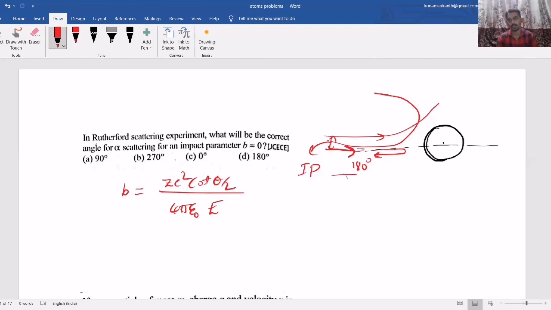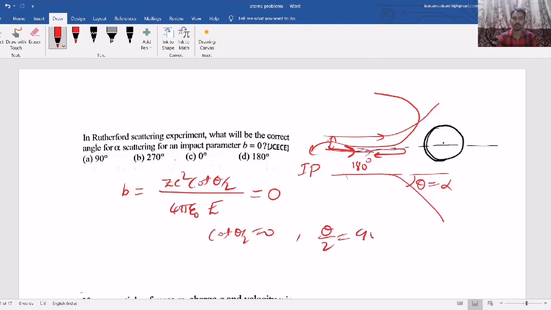This formula you need to remember, where θ is the scattering angle. That means suppose it is going like this, so it will get scattered, that is, deviated through an angle θ. That θ they mentioned here as alpha. Now this parameter should become 0. That means it should pass along the central line. That means cot(θ/2) should become 0.